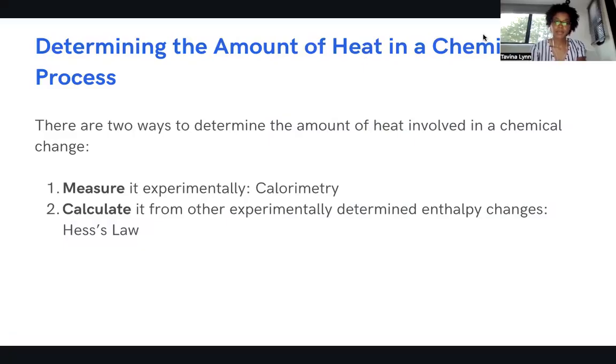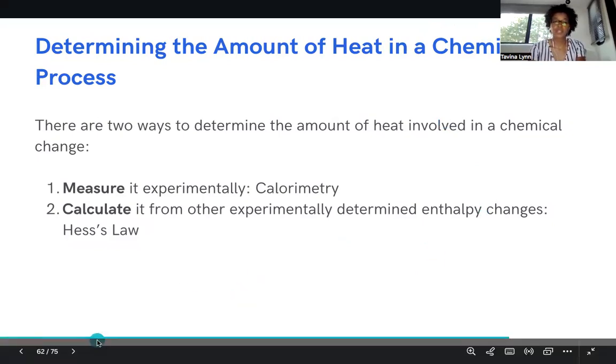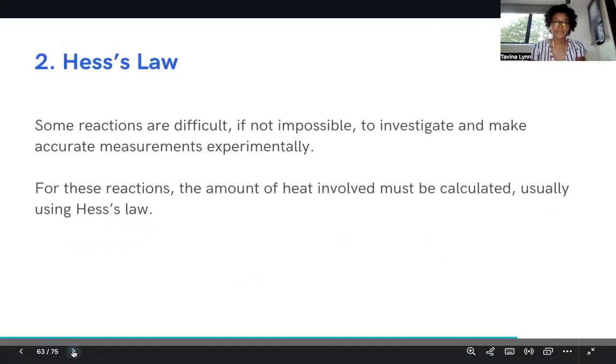Welcome back. So, we talked about calorimetry as a way that we measure the amount of heat transferred in a chemical process experimentally. And now we'll talk about how we can calculate it, say if we already have experimentally determined enthalpy changes. And this is what is called Hess's law.